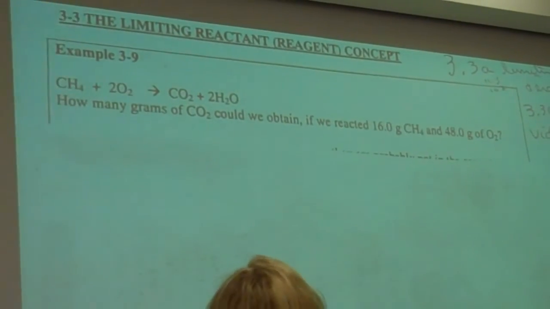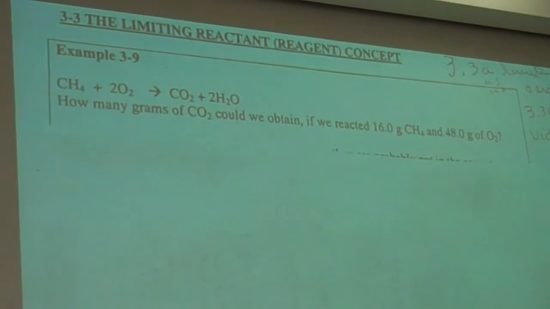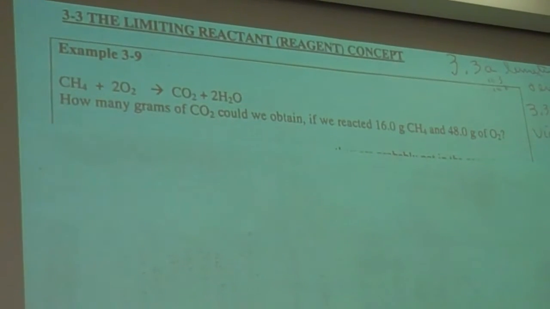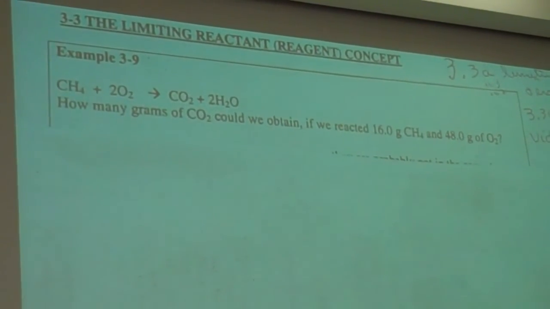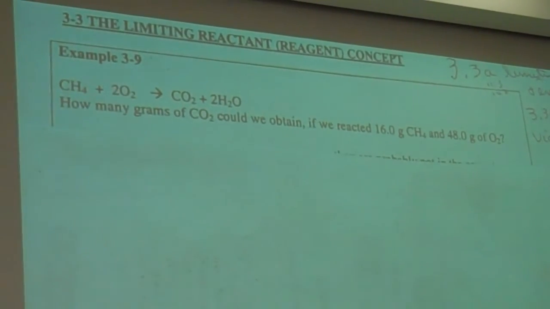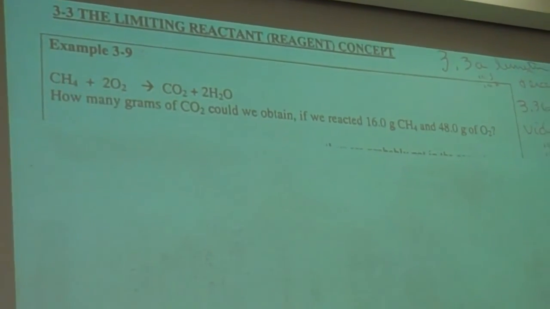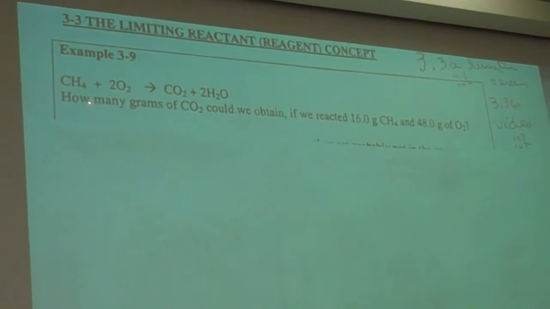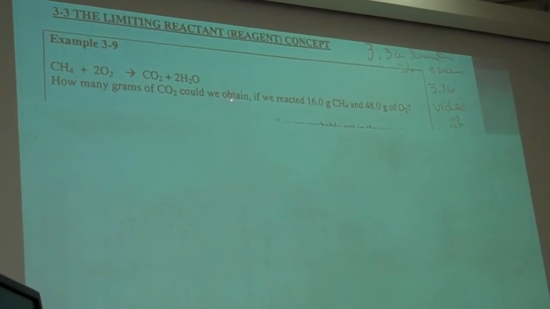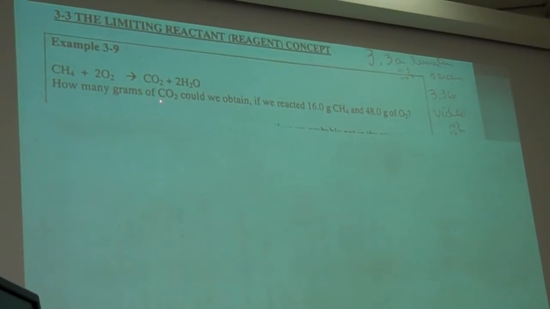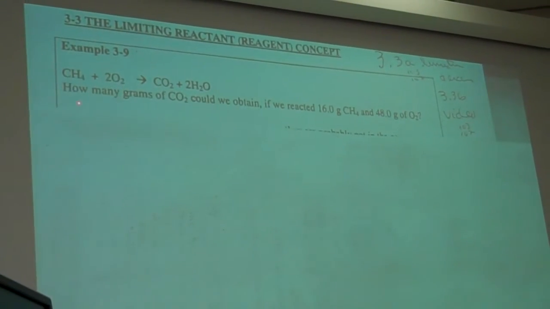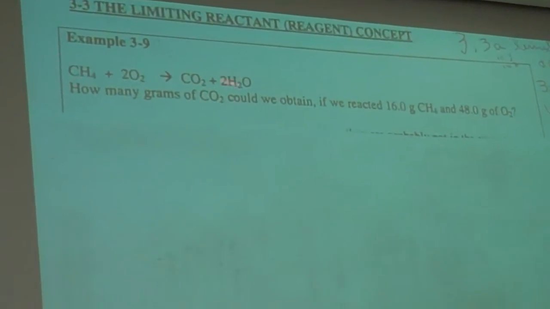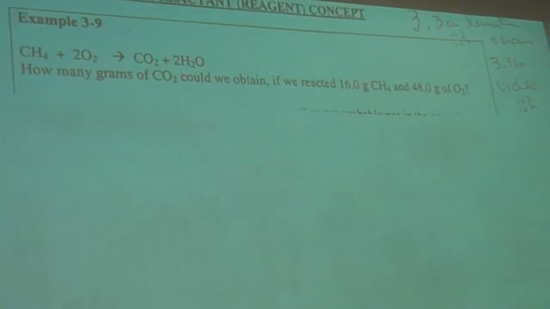So this is in my notes this way. You have the balanced equation, and it says how many grams of CO2, so this is a similar one. Let's look up there. How many grams of CO2 could we obtain? So that means that is the unknown. If we reacted, and here they have 16 grams of methane and 48 grams of oxygen.